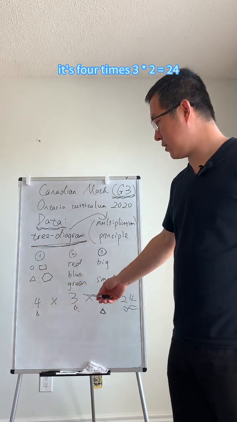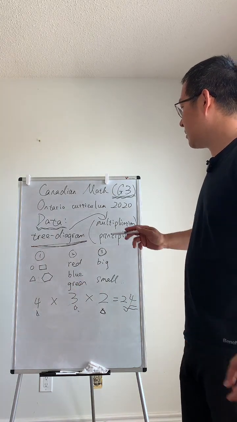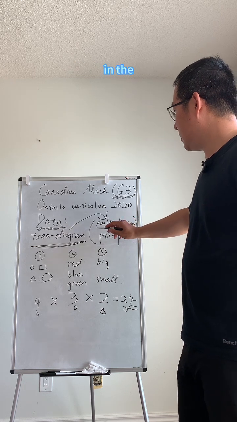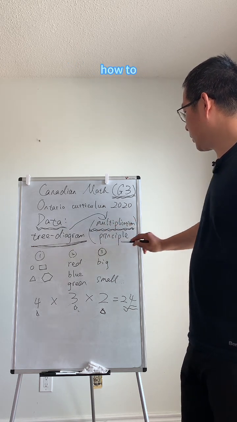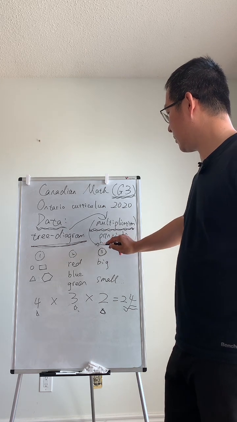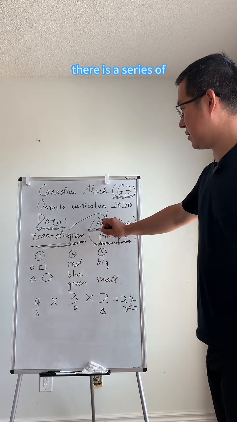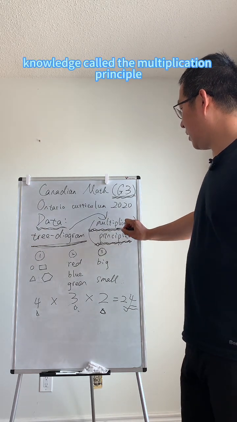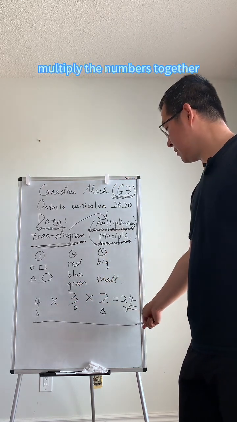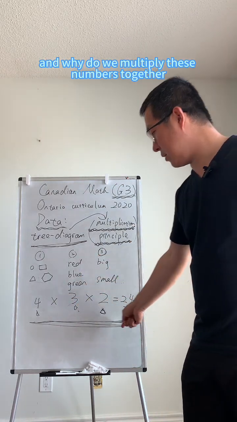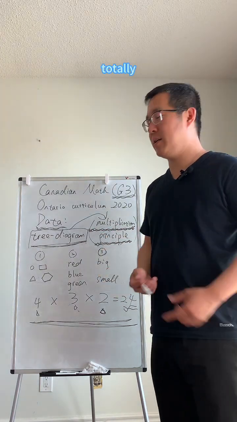It's 4 times 3 times 2 equals 24, which is very interesting because this is so profound in the system about how to count quicker and more accurately. There is a series of knowledge called the multiplication principle, which is exactly multiplying the numbers together. And why do we multiply these numbers together? We use the tree diagram to understand it totally.